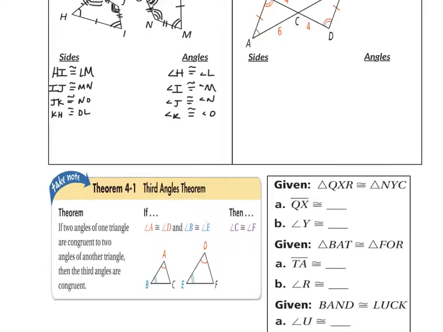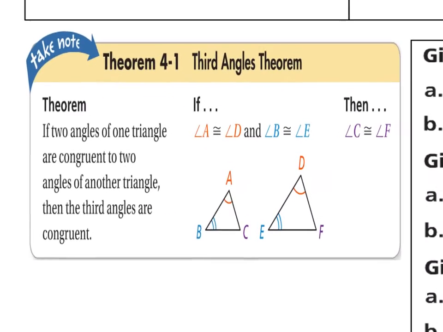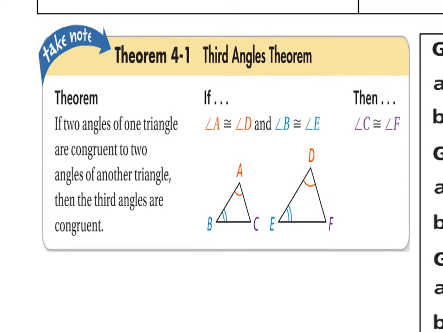Okay, now, one last thing here to talk about, and that is the third angles theorem. The third angles theorem says that if 2 angles of one triangle are congruent to 2 angles of another triangle, then the third angles are congruent to each other. So in this case, if I know A is congruent to D, and I know that B is congruent to E, then I know that these last two angles have to be the same measure.